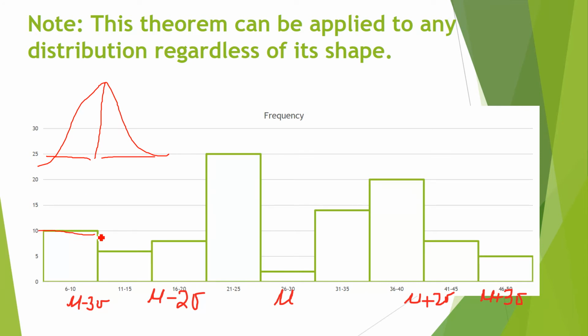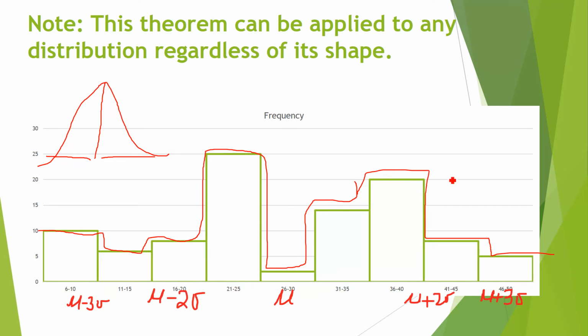See, if I make a line, it is not a bell shape, it is not a rectangular shape or J shape, any shape, it's different. It can be applied to any kind of distribution.